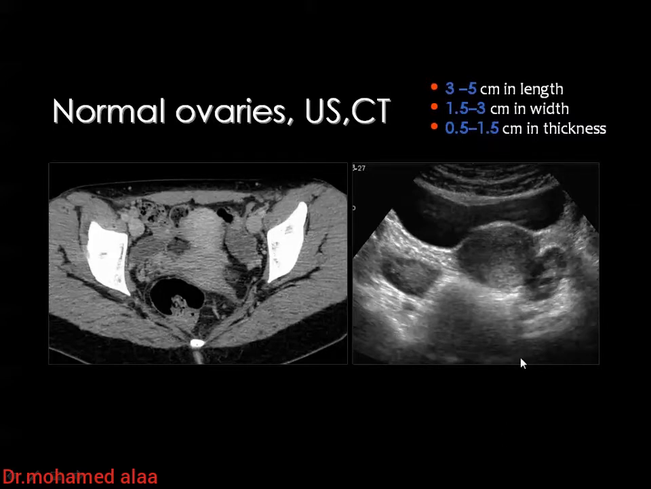This is the appearance of the ovaries on either side of the uterus by ultrasound, and this is the appearance of the CT of the ovaries. This is the left one, and this is the right one.